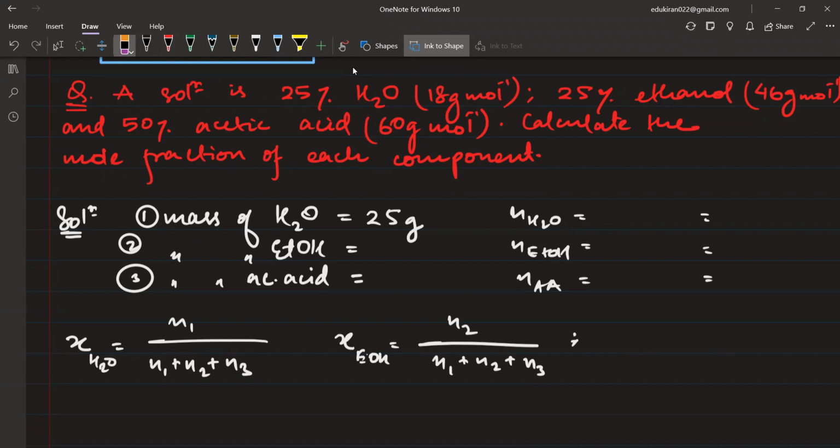First of all, calculate these things. Calculate the number of moles first, and then separate by comma and send it in the chat. Number of moles of H2O, number of moles of ETOH, number of moles of acetic acid. Please don't convert it into decimals. Please keep the number of moles as fractions only.